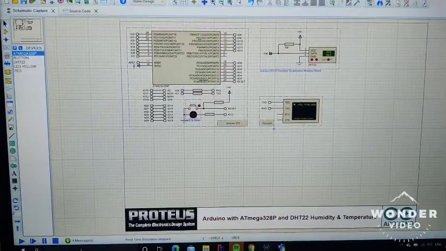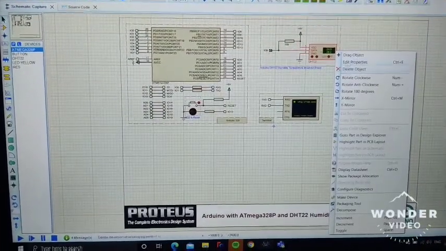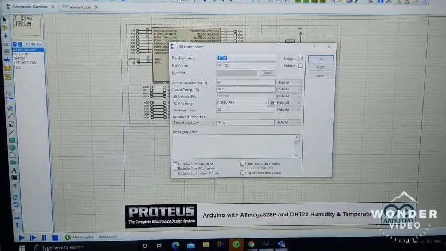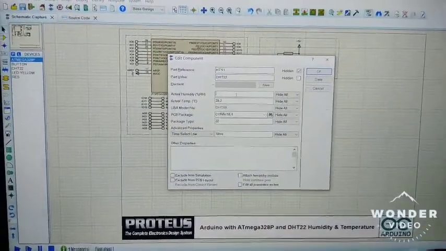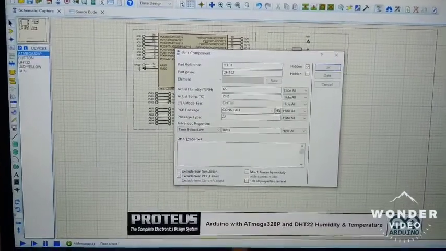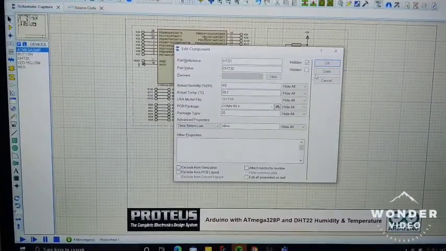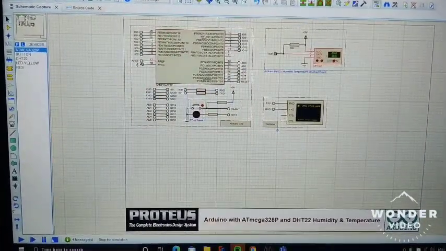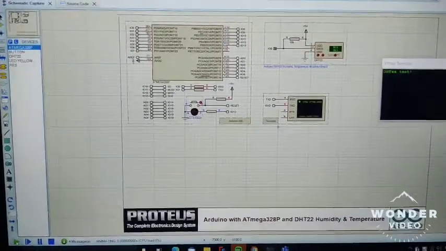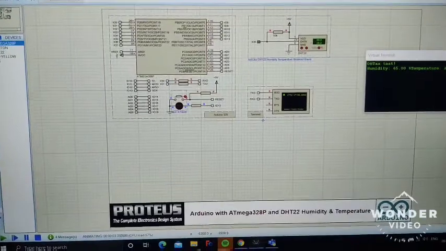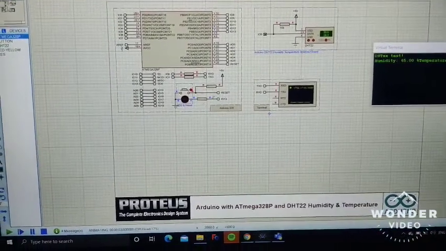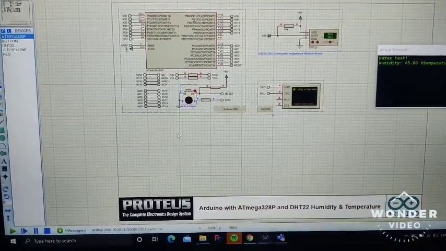Now let's see our last condition. In this, humidity is greater than 60% and temperature is greater than 28. Again running the simulation. As you can see here, the LED is blinking again. So all our conditions are satisfied.